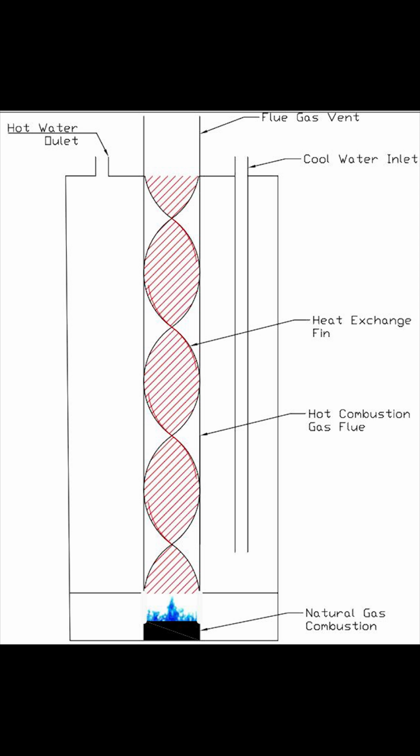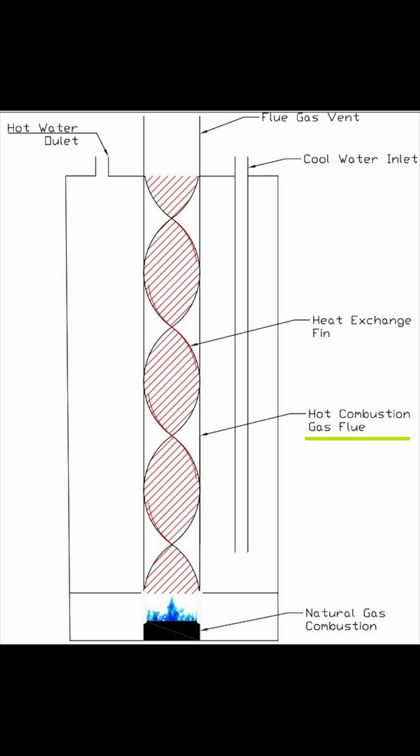As you can see, the water heater is made up of three major components. The first is the combustion site. Here, air from the surroundings is drawn in and combusts with natural gas to function as the heat source for the unit. Next, we have the combustion gas flue.